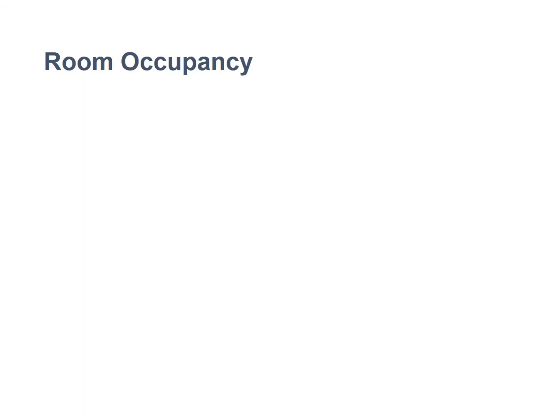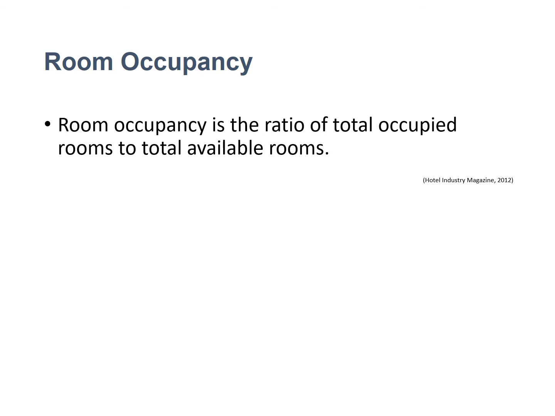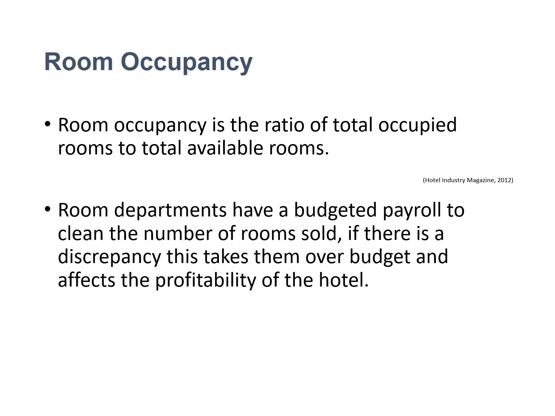Room occupancy is the ratio of total occupied rooms to total available rooms. So how many are occupied in comparison to how many rooms are available? What is the percentage? Room departments have a budgeted payroll to clean the number of rooms sold. If there is a discrepancy, this takes them over budget and affects the profitability of the hotel.